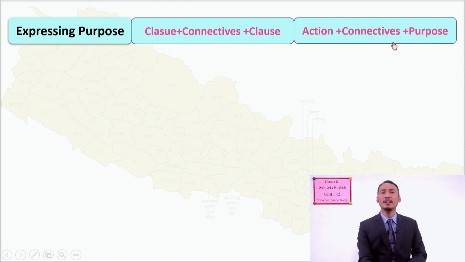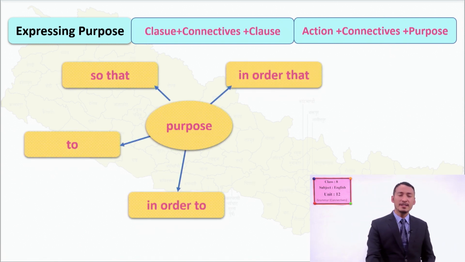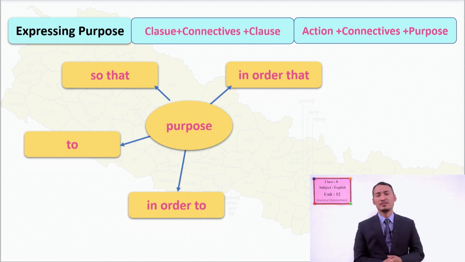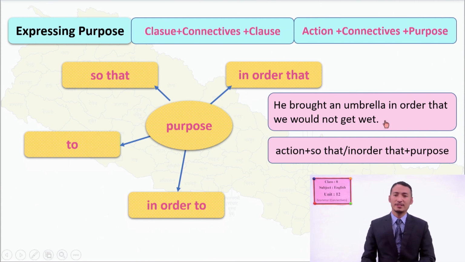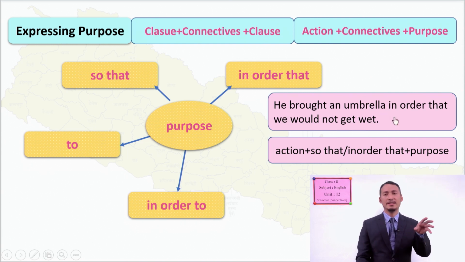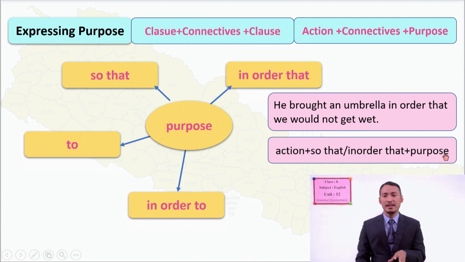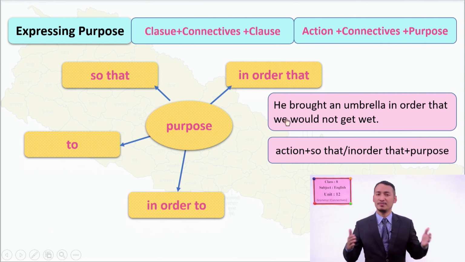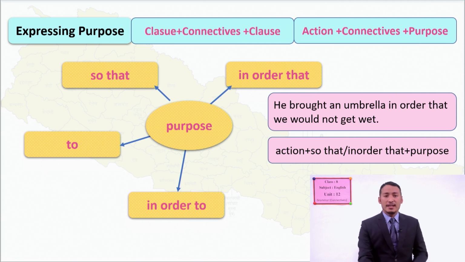So what are those connectives for expressing purpose? They are in order that, in order to, so that, and so on. So for example, you can see, he brought an umbrella in order that we would not get wet. Look here, he brought an umbrella is an action, in order that is the connective, and we have a purpose, that we would not get wet. That's the structure and example of expressing purpose.